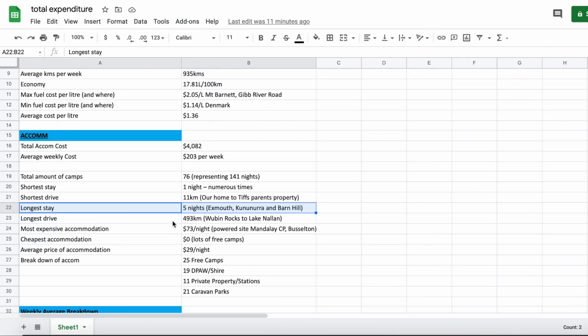Our longest drive was 493 kilometres, and that was our second day on the road, I think. We were trying to push out of Perth as far as we could go, because at that time we were racing to the Territory for dry season to cross in there. And the weather was cold and wet when we left, so we wanted to get out of that awful weather.